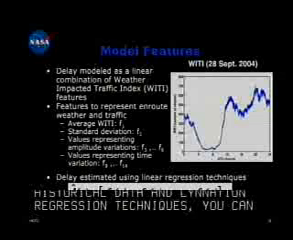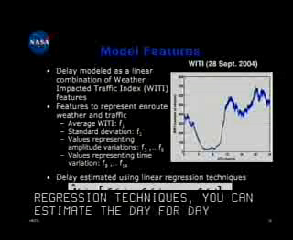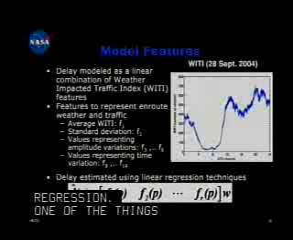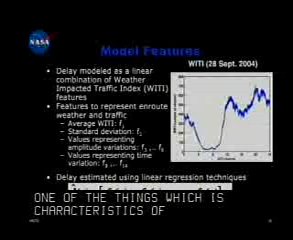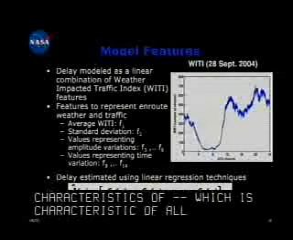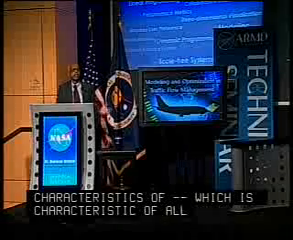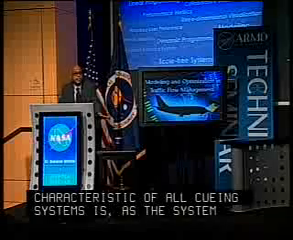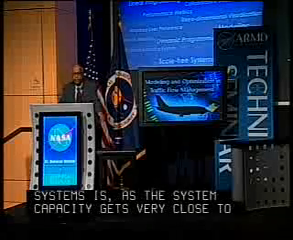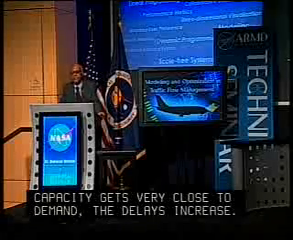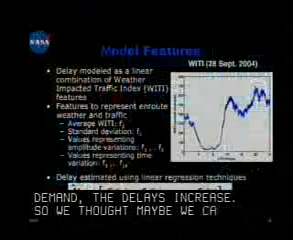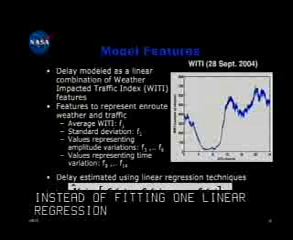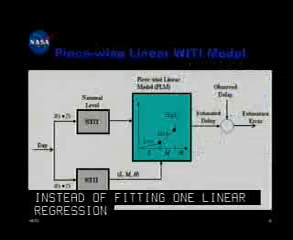Now, we did this using linear regression, and one of the things which is characteristic of all queuing systems is, as the system capacity gets very close to demand, the delays increase. So we thought maybe we can improve the delay estimates by fitting, instead of one linear regression equation, perhaps multiple ones. Could I have the next view graph, please?